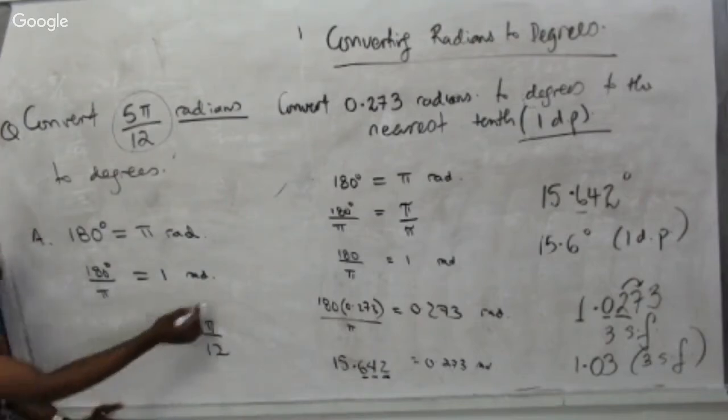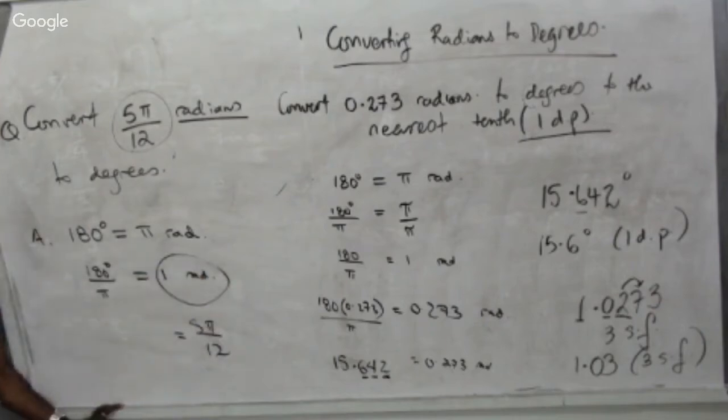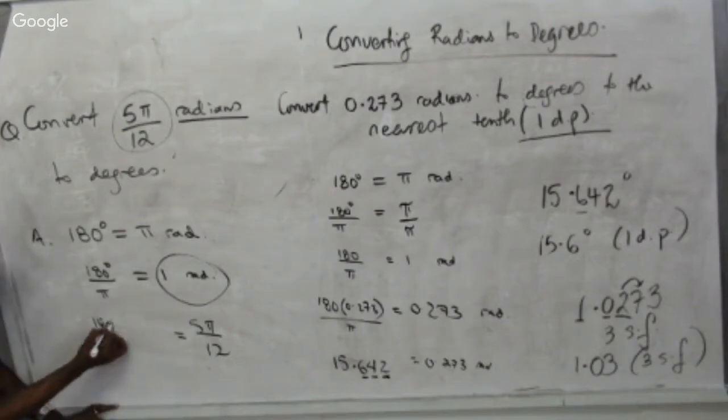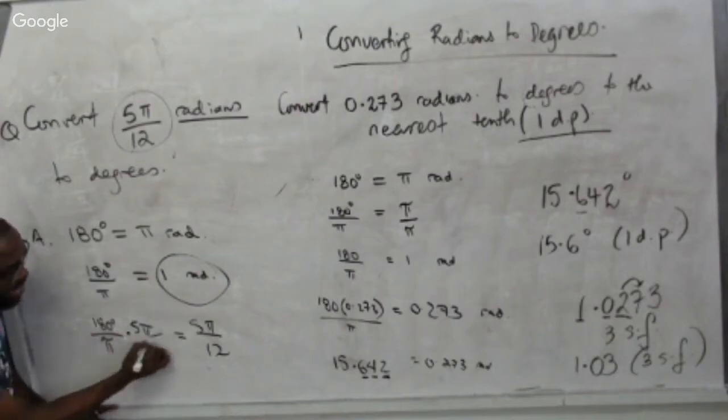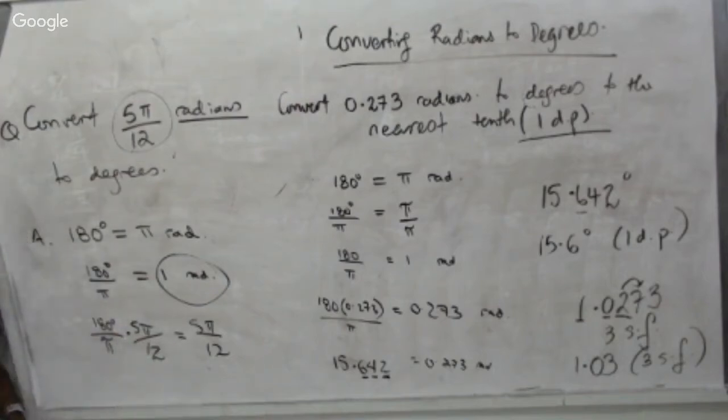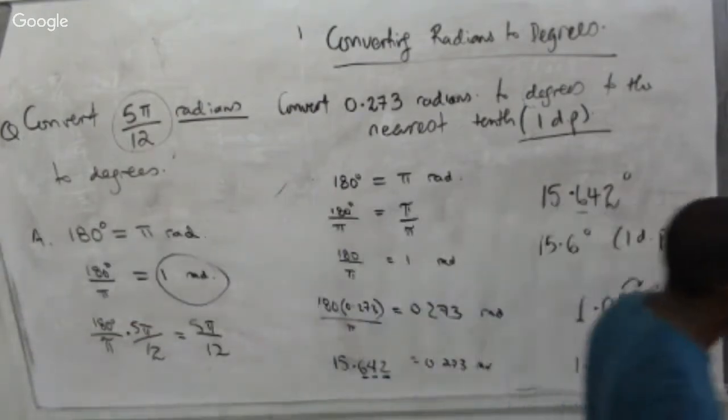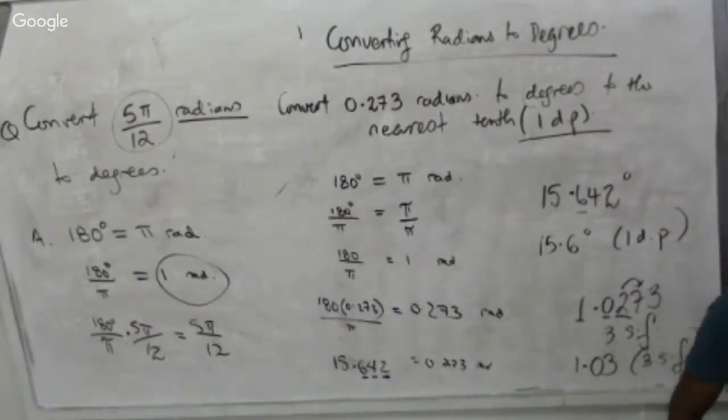Why? Because I want to find out what 5 pi upon 12 radians is. That is correct. So let's confirm it. 180 degrees over pi times 5 pi upon 12. And if you have your fancy calculator, you can even plug everything in just like that. Let me type it in and show you how it would look.